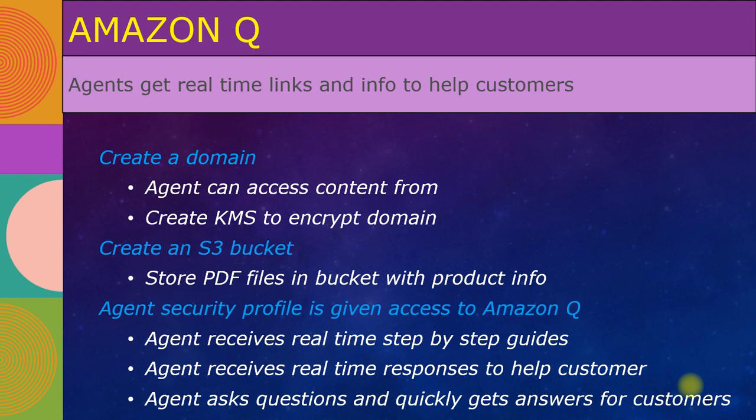So the agent could receive real-time step-by-step guides as they're talking to the client. He could receive real-time responses to help the customer. And the agent can ask questions and quickly get answers for the customers by cutting and pasting information to a chat window or something like that. So keep in mind that this is one aspect of Amazon Q. It's integrated with Amazon Connect through this concept of a domain. You put the content on the S3 bucket, and the agent has access to the agent workspace, and they get to see Amazon Q up there. So let me just show you what that looks like really quick.